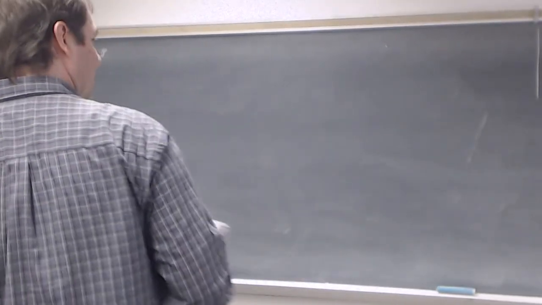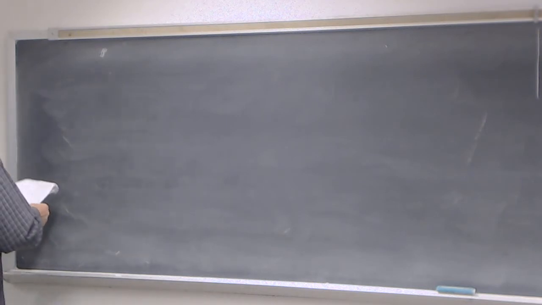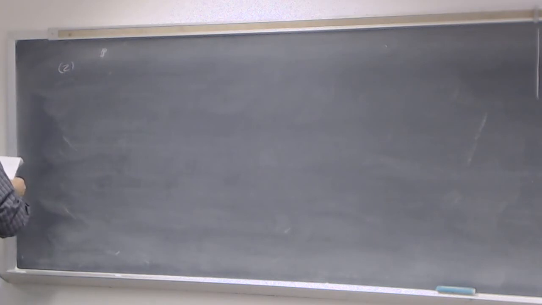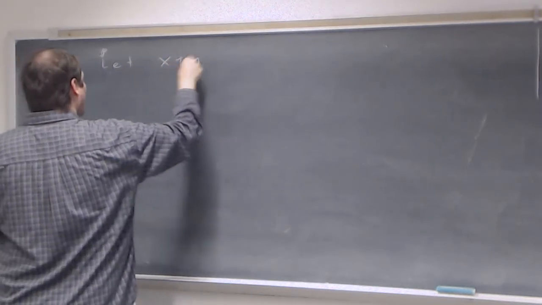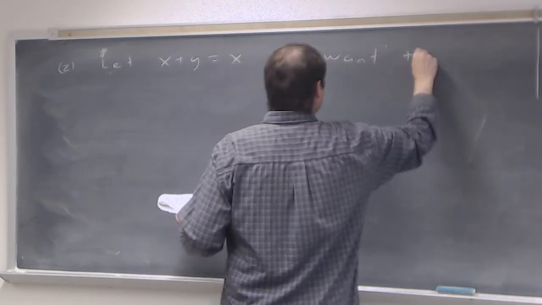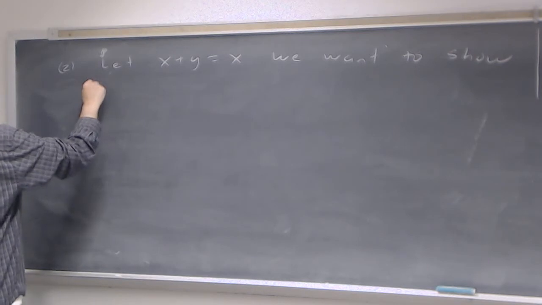I was really careful in that proof to follow all the steps. Eventually we'll get to the point where we will skip over steps there. But right now, just be very careful. So the second, what we want to do is we're going to let x plus y equal x. We want to show that y equals 0.